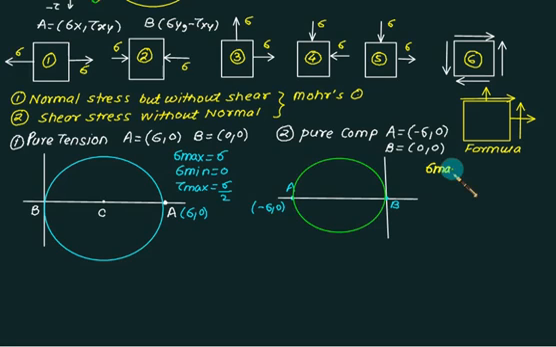So sigma max is equal to 0 this time, sigma minimum is equal to minus sigma, and radius will be equal to sigma by 2. We can use the formula tau max equal to sigma max minus sigma minimum divided by 2. 0 minus minus sigma, divided by 2, is sigma by 2. So radius will be sigma by 2.